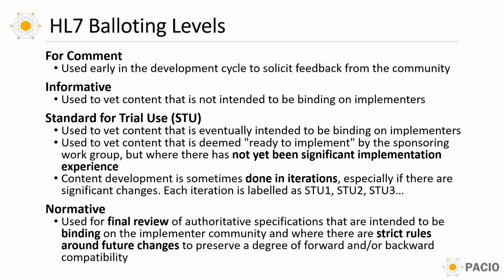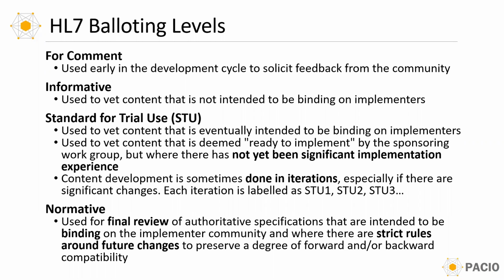There are several HL7 balloting levels. The first is the comment ballot. It has the least onerous requirements in terms of response to feedback. There isn't really a notion of pass or fail for these ballots either. Used early in the development cycle to solicit feedback from the community, they are intended to give guidance and direction to the work group developing the specification before soliciting review by the community.